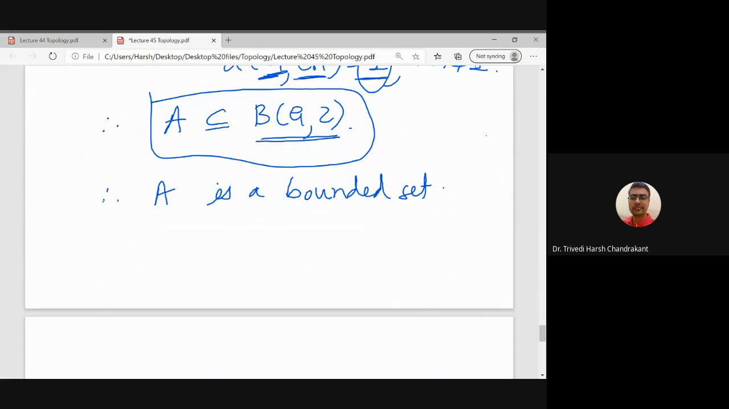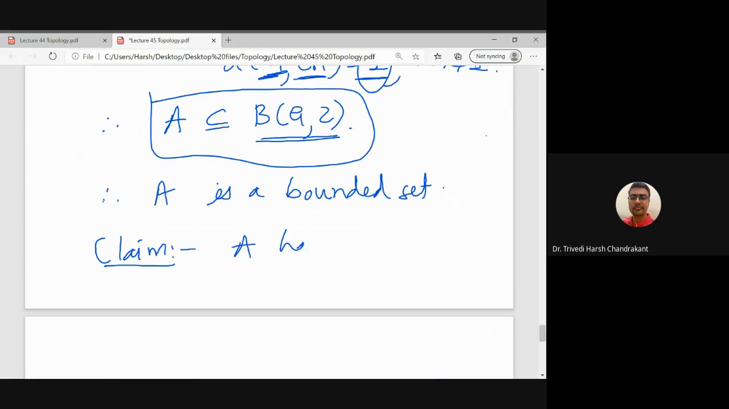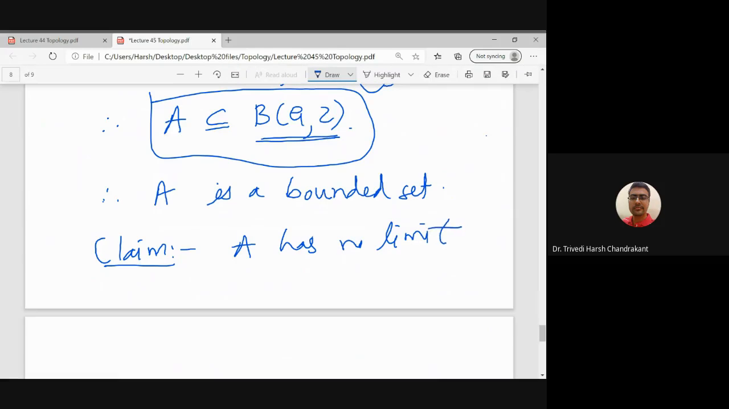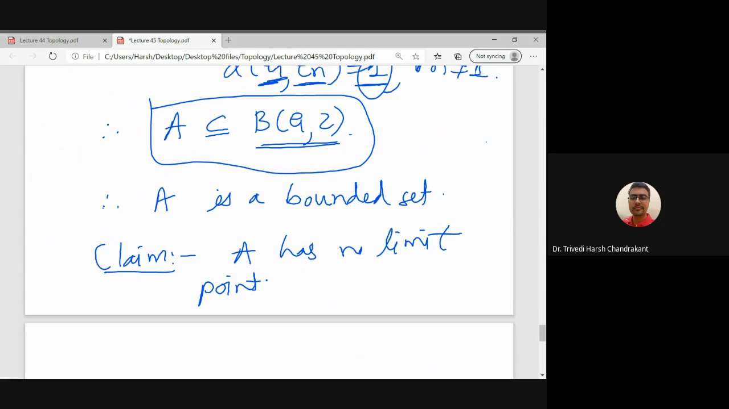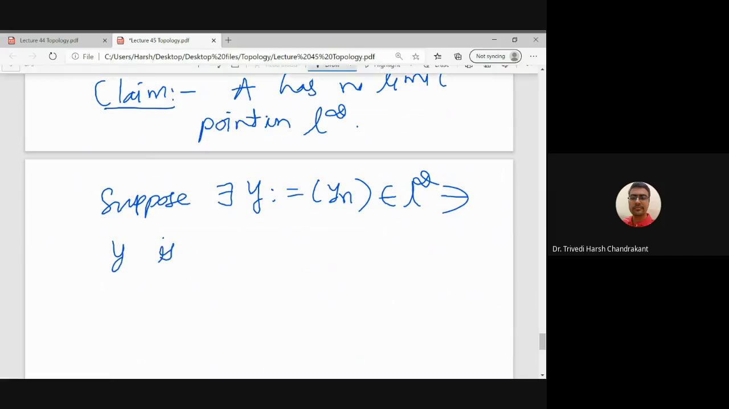And the last thing we want to show is that A has no limit point. To prove that A has no limit point, first we assume, suppose there is a limit point in L infinity. So suppose there exists, since an element of L infinity is a sequence, a sequence y in L infinity whose terms are y1, y2, ..., yn and so on, such that y is a limit point of A.